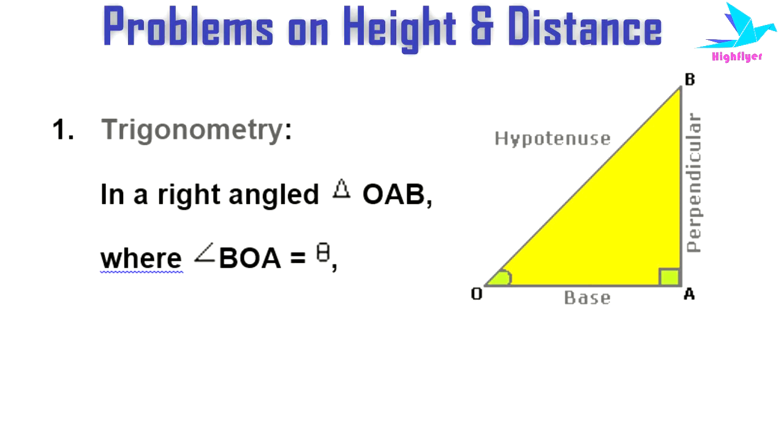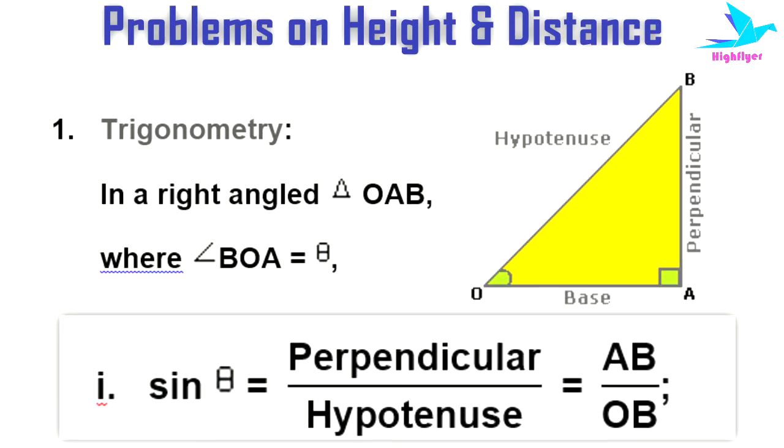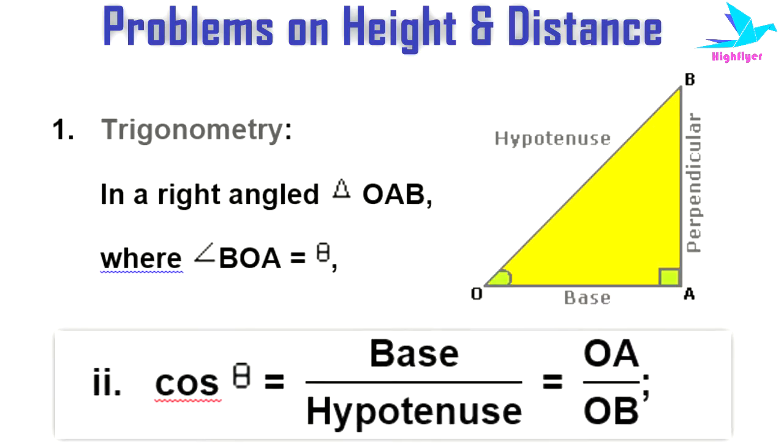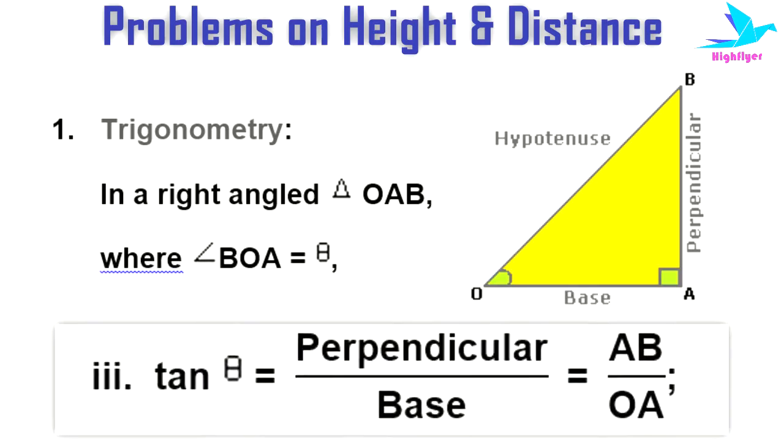Like in right angle triangle OAB, here you can write sin theta equals perpendicular by hypotenuse, that is equal to AB by OB. Cos theta equals base by hypotenuse, that is equal to OA by OB. Tan theta equals perpendicular by base, that is equal to AB by OA.